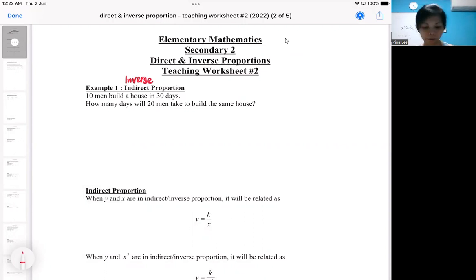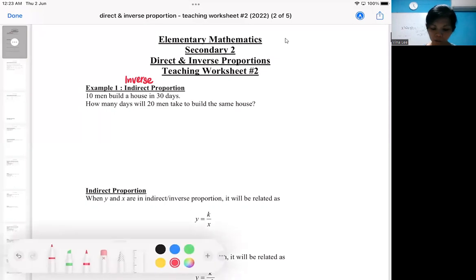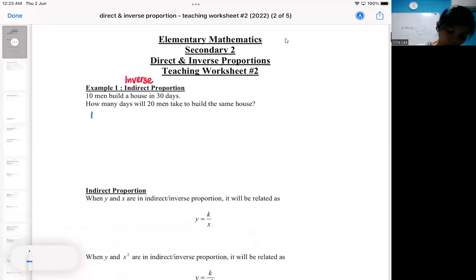If you read about it, 10 men built a house in 30 days. And if, let's say, you're going to have 20 men instead, how many days will you take to build the same house? If I plainly use a primary school idea, it will be something like this. So 10 men need 30 days.